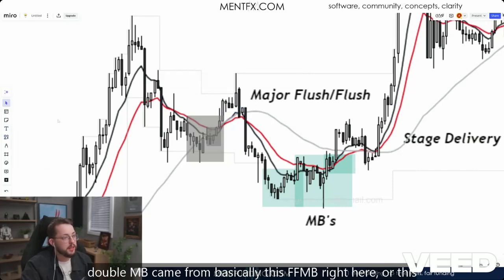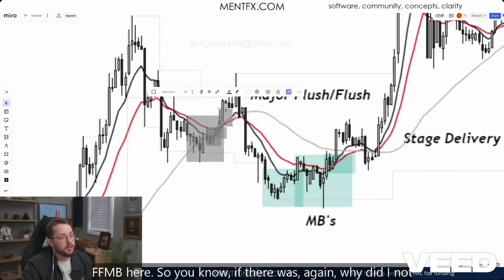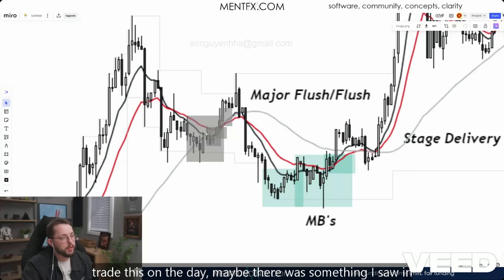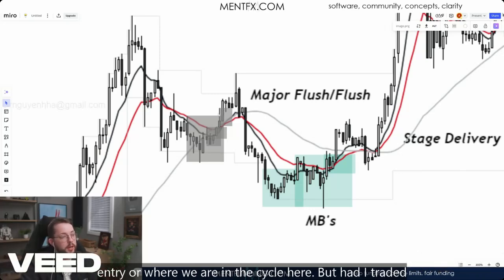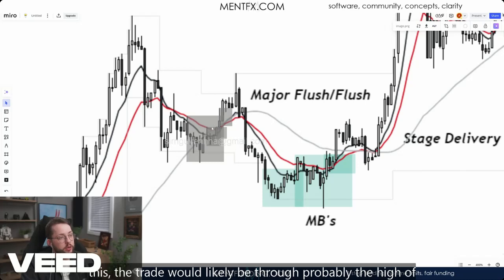But I would probably say that the double MB came from basically this FFMB right here, or this FFMB here. So, if there was, again, why did I not trade this on the day? Maybe there was something I saw in the validation. Maybe it wasn't clear enough yet on the entry or where we are in the cycle here. But had I traded this, the trade would likely be through the high of this if I had bought right through the high of this, or I probably would have paused and ignored this until it flushed out deeper.